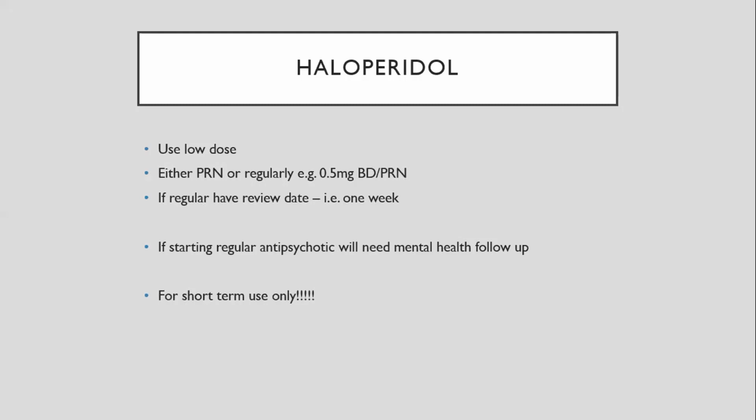Generally, I try not to write it up regularly in the first instance. I generally put it as required, and this can be given at 0.5 milligrams intramuscularly or orally. Think about putting on a review date as well. And I think if you're starting someone on a regular antipsychotic, those patients really should be having mental health follow-up.